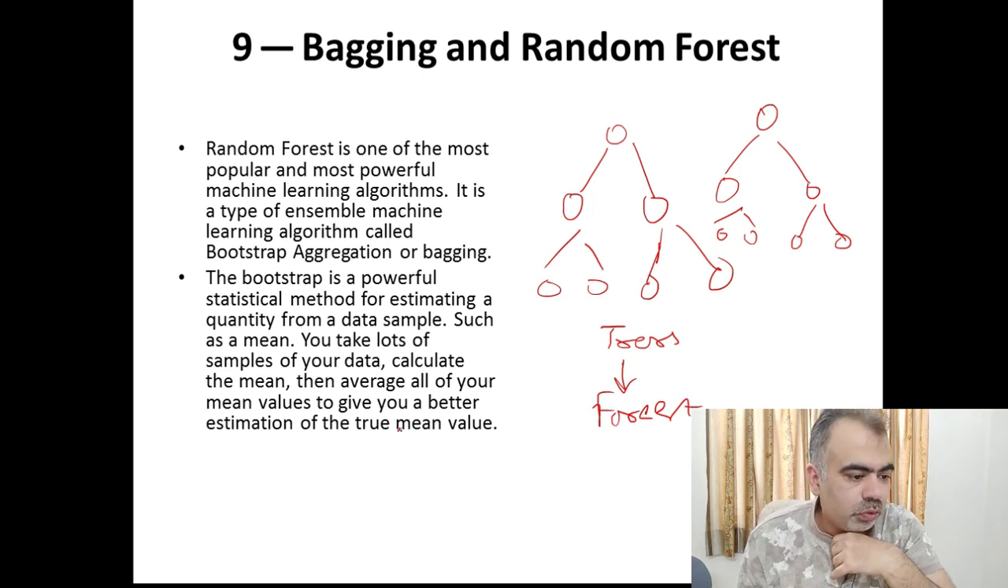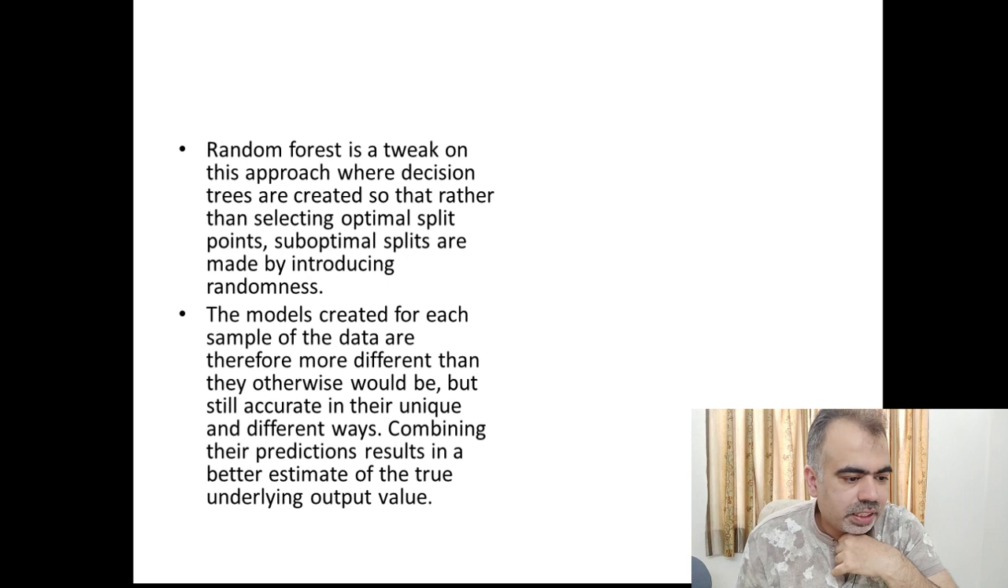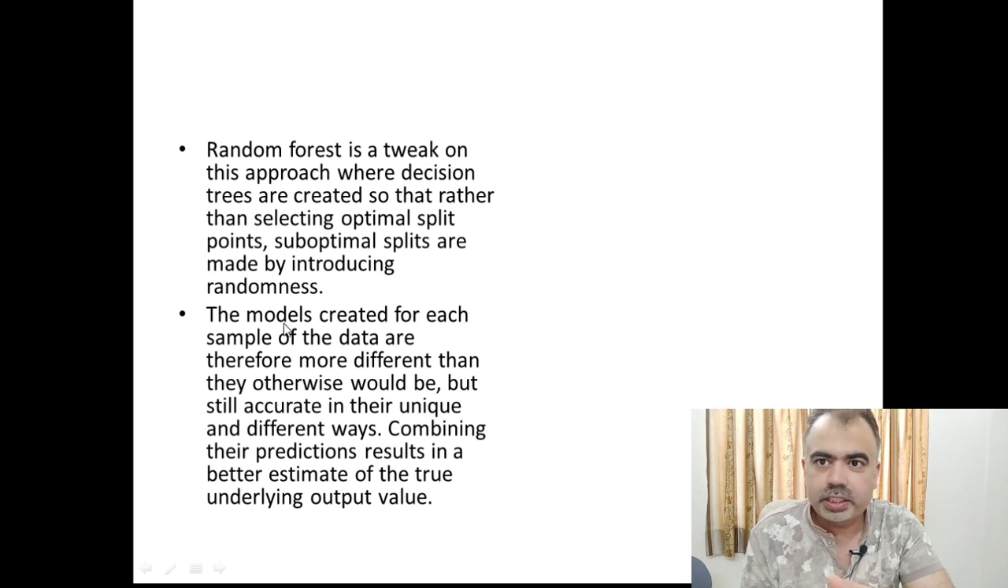So random forest is the tweak on this approach where decision trees are created so that rather than selecting optimum split points, suboptimal splits are made by introducing randomness. That's why it is called random forest, because we are taking the trees randomly, not sequentially. We just combine the different trees together, randomly. That's why it is called random forest.